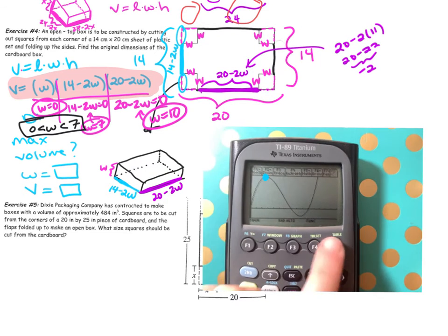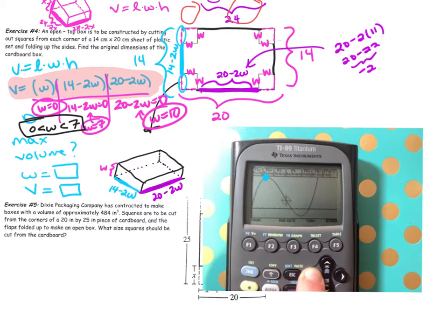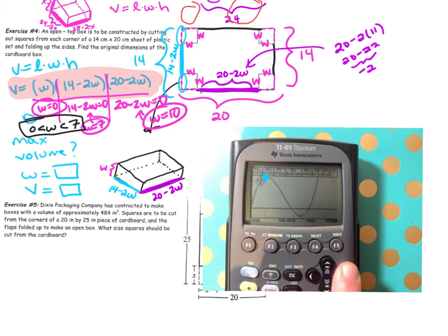So to find the max, we're going to go over to F5, scroll down to maximum. We're going to move all the way to the left, so I really got to move my cursor. Lower bound means move to the left of the maximum, and we'll click enter. So move left of the maximum, click enter. Upper bound means move right of the maximum, and then click enter. And there we have it. There's our max X value and our max Y value.